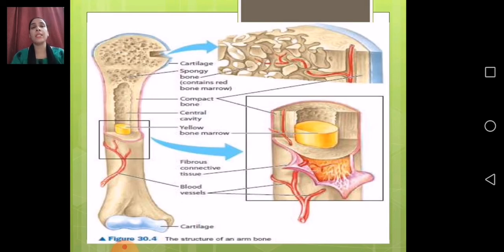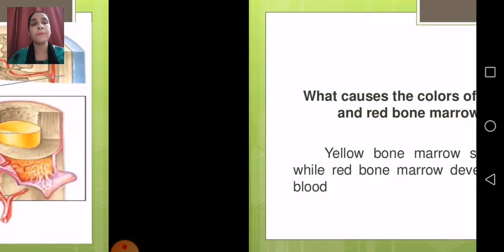Now cartilage is also important for your body's functioning. Here we find that in your arm bone there are certain parts which are all very important, like the different bone structures. So you just go through it.